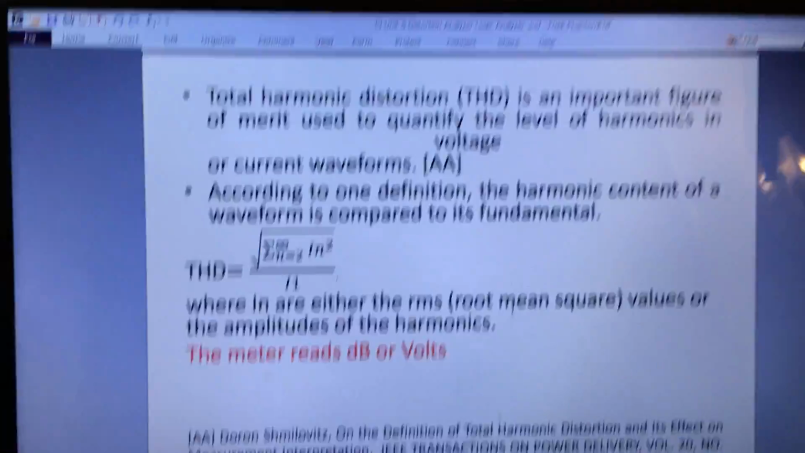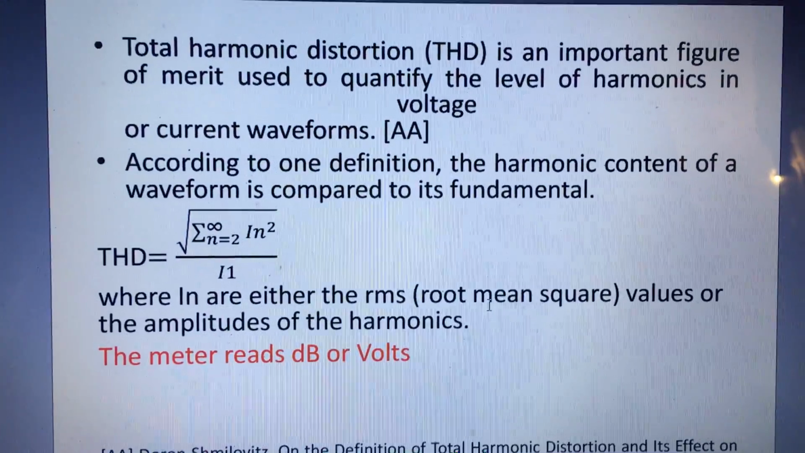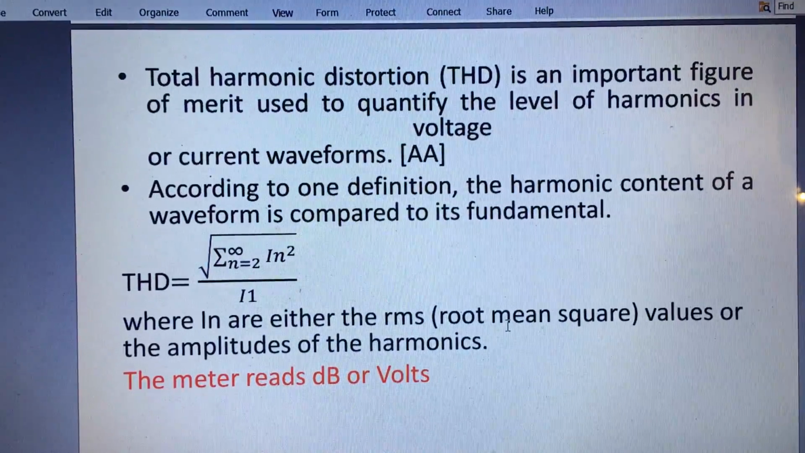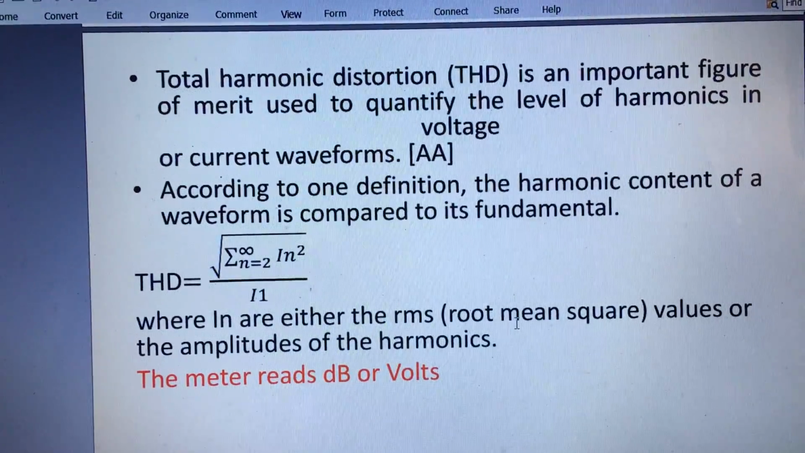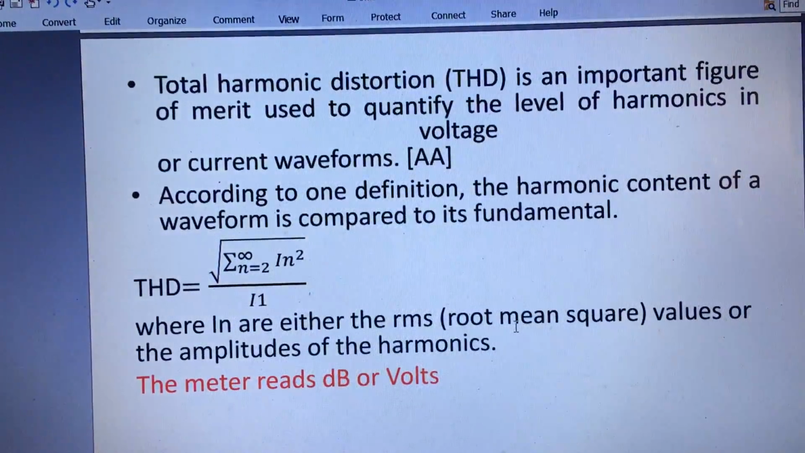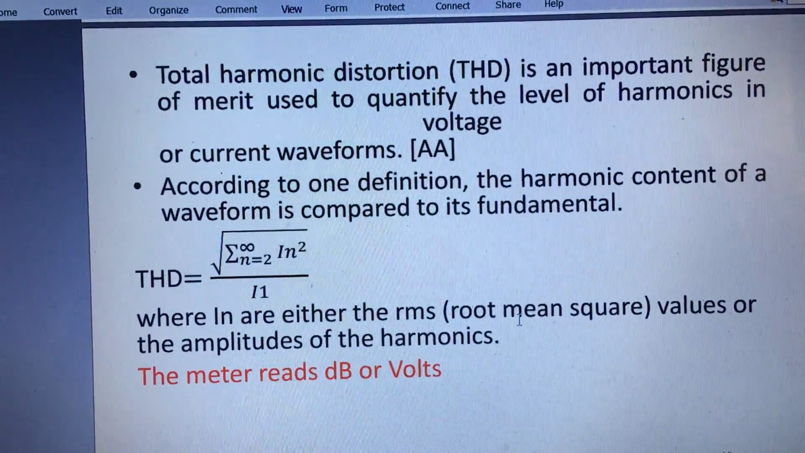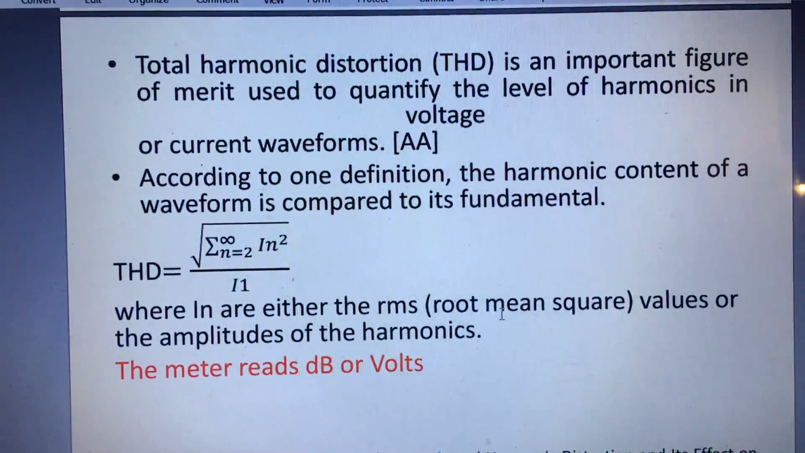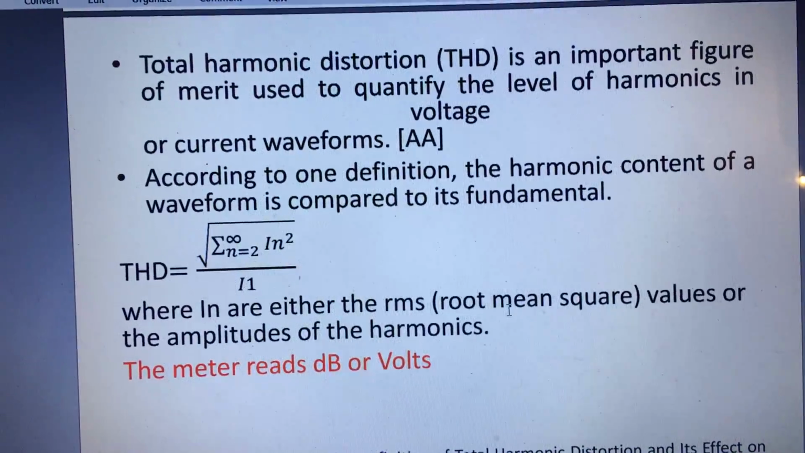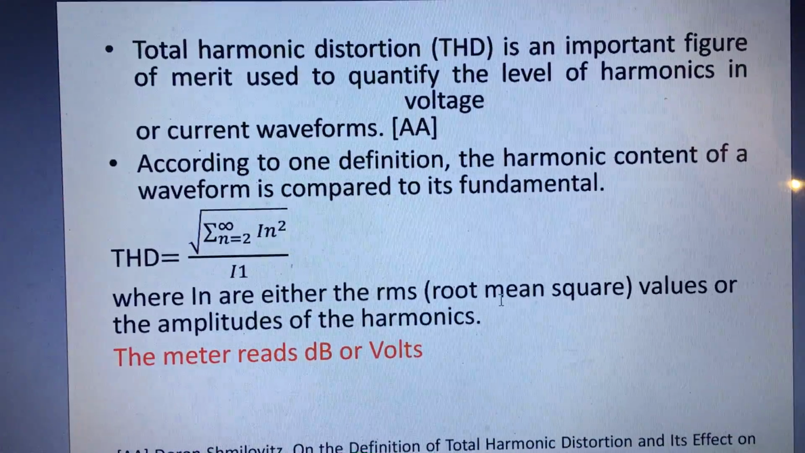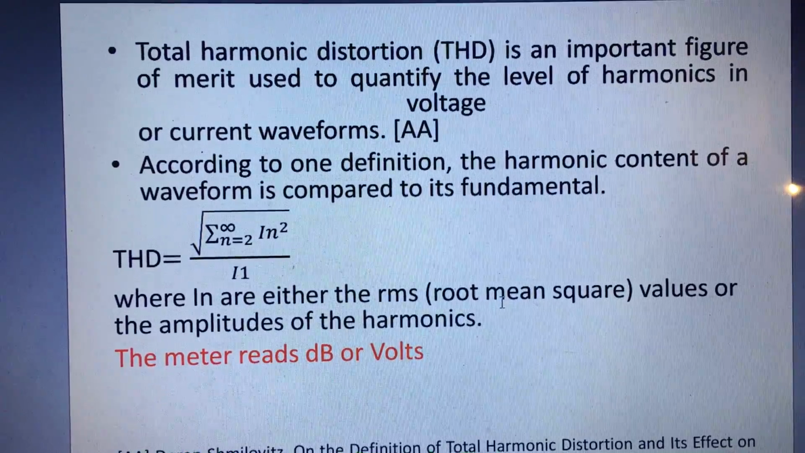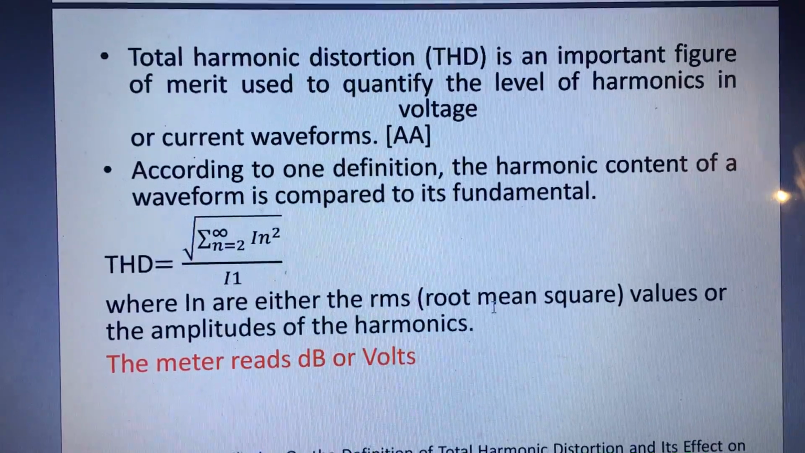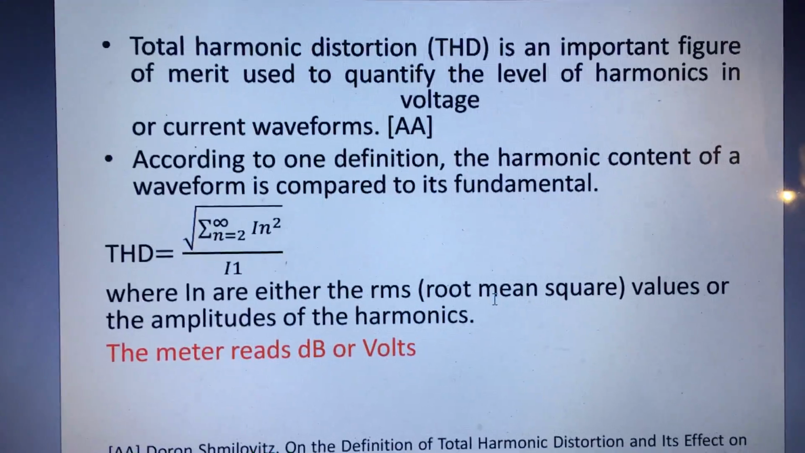Now let us look at the concept of total harmonic distortion. THD is an important figure of merit used to quantify the level of harmonics in voltage or current waveforms. Now the square bracket A shows the reference from which the contents are taken for study purpose. So THD is an important figure of merit and it quantifies the level of harmonics in voltage or current waveforms.